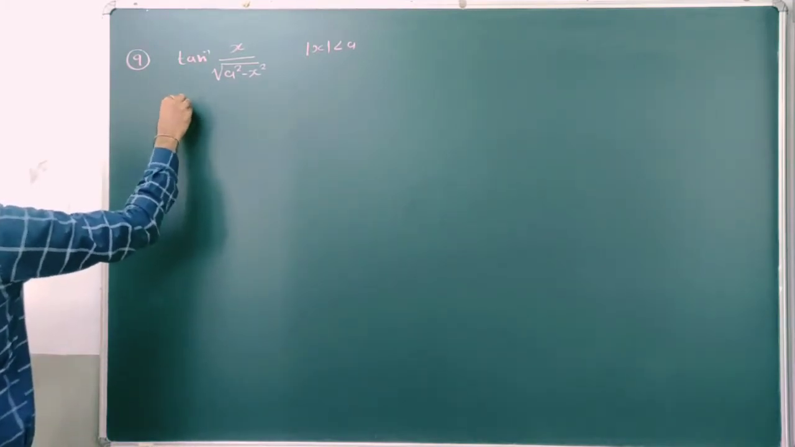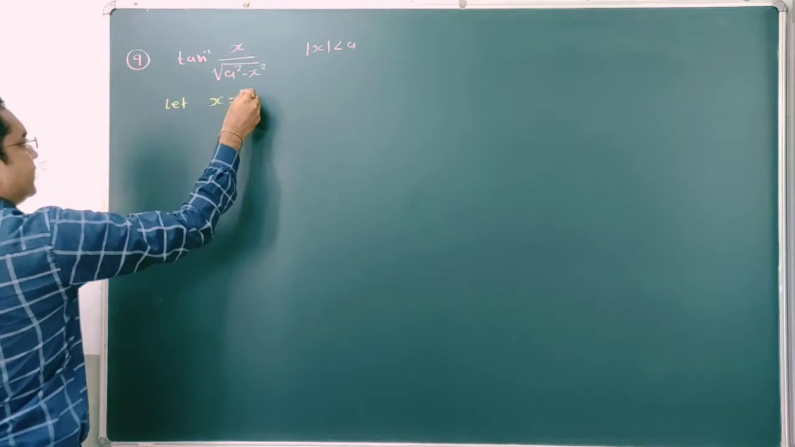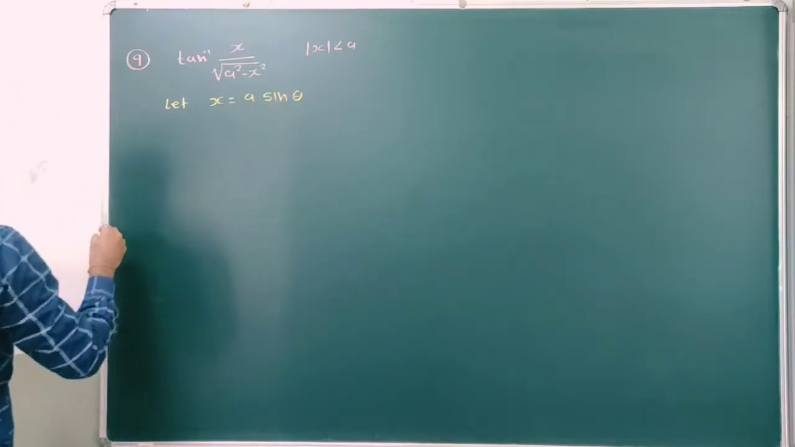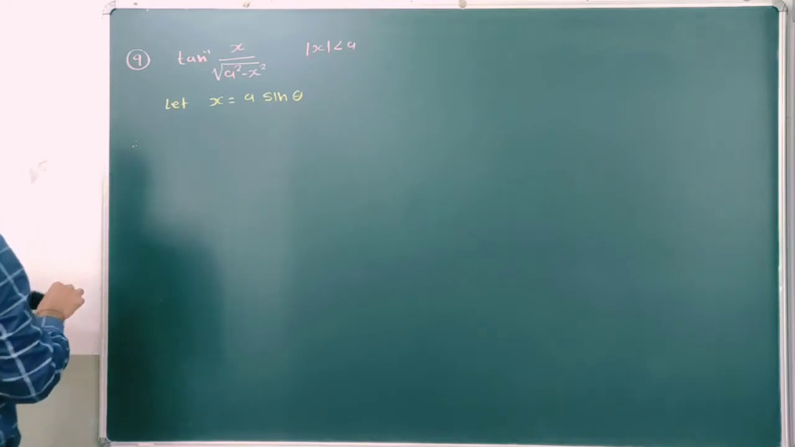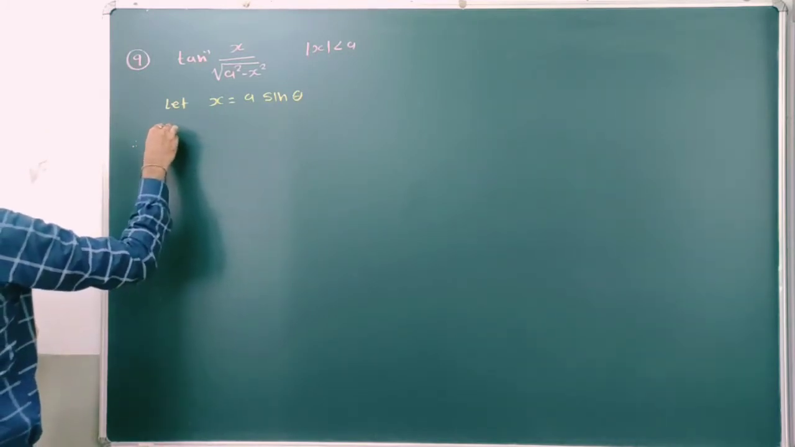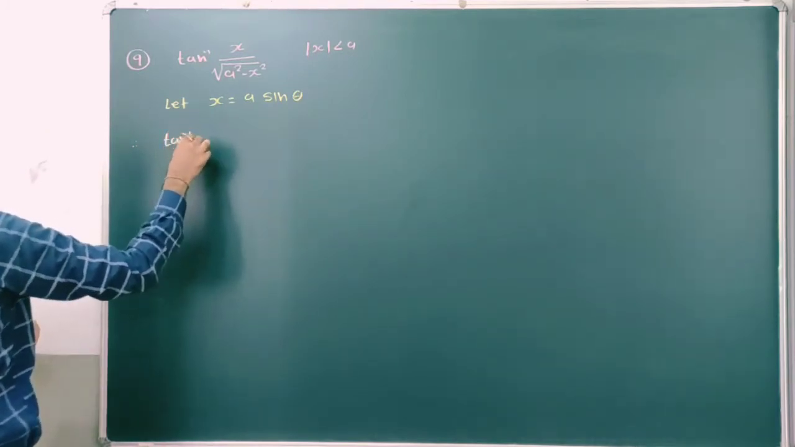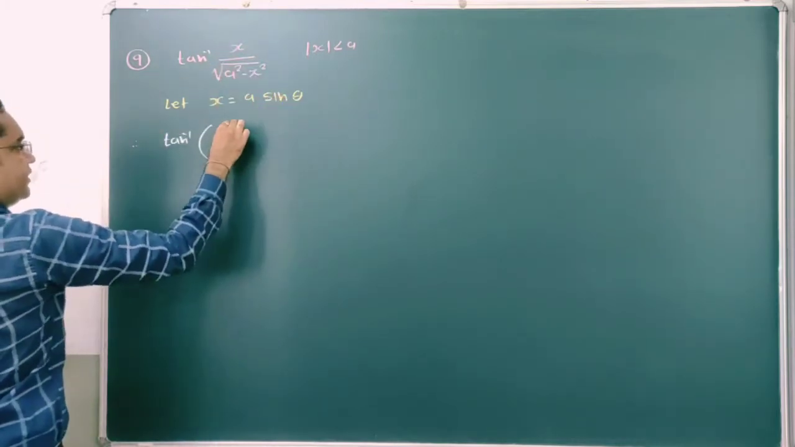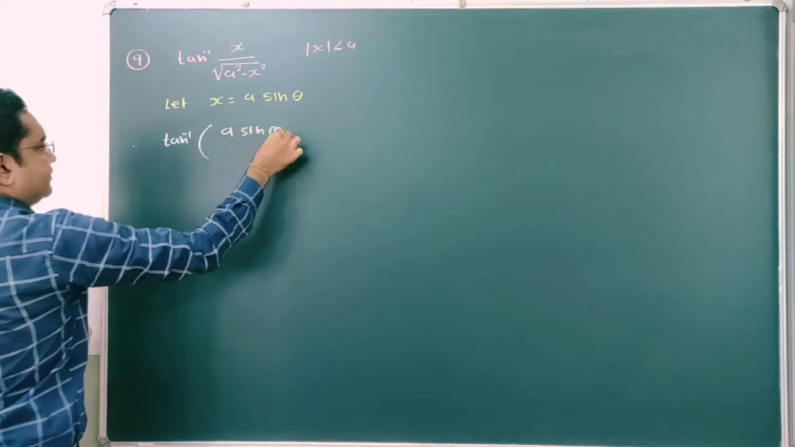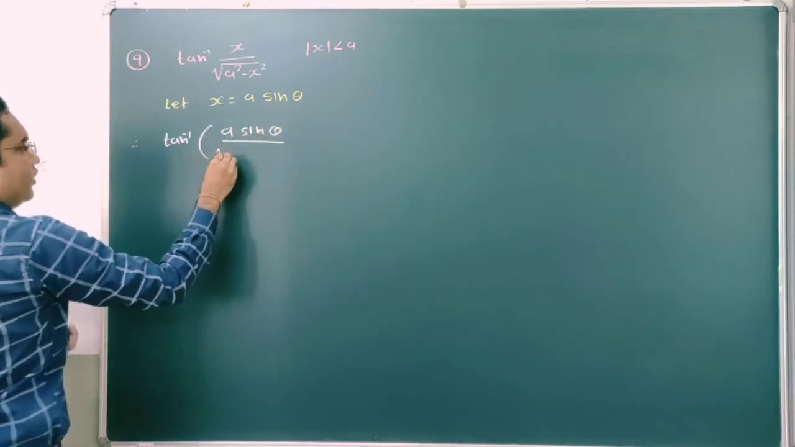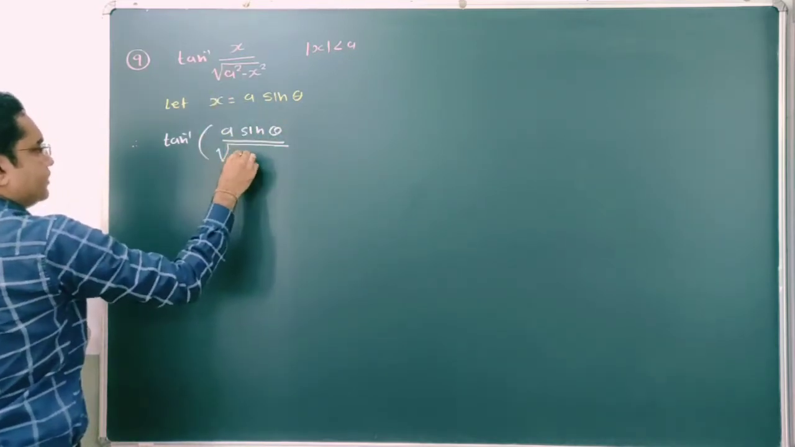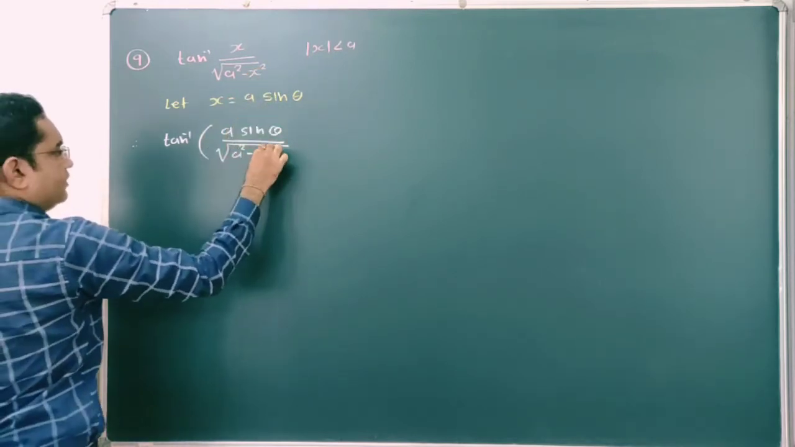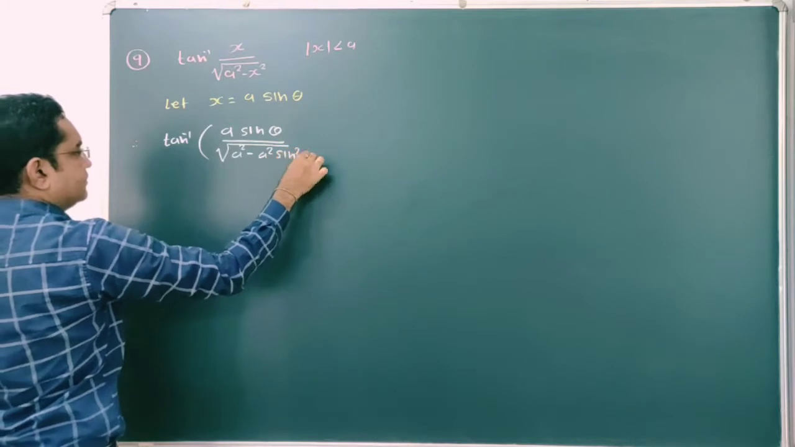Let's say x equal to a sin theta. Therefore we can write the given inverse trigonometric ratio as tan inverse, replacing this x with a sin theta, upon square root of a square minus, replacing x square with a square sin square theta.